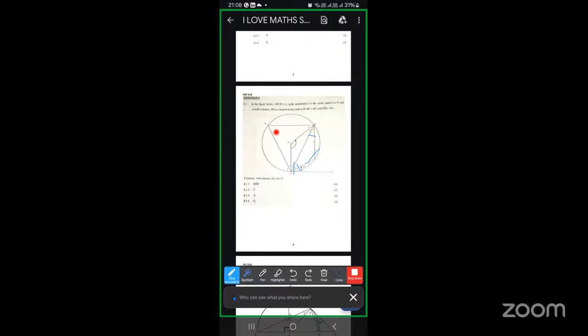Yes, sir. Okay, thank you. 8.1.4, which is the last one, we are looking for the size of angle O1. How do you guys think we are going to find angle O1? You said angle O1 is 80, right? Meaning the angle in the middle will be 160. The reason being the angle at the center equals 2 times the angle at the circumference. Yes, that's absolutely correct.